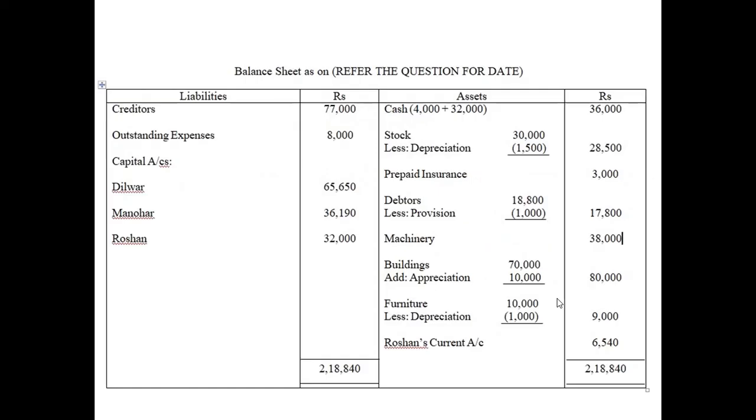Now let us move on to the balance sheet. Cash balance is already 4,000. And the amount of capital brought in by Roshan is 32,000. It will be 36,000. Now stock is to be now how much? 28,500 after subtracting depreciation on it. Prepaid insurance is 3,000. I hope you know what is prepaid insurance. Prepaid insurance is actually a deferred revenue expenditure.